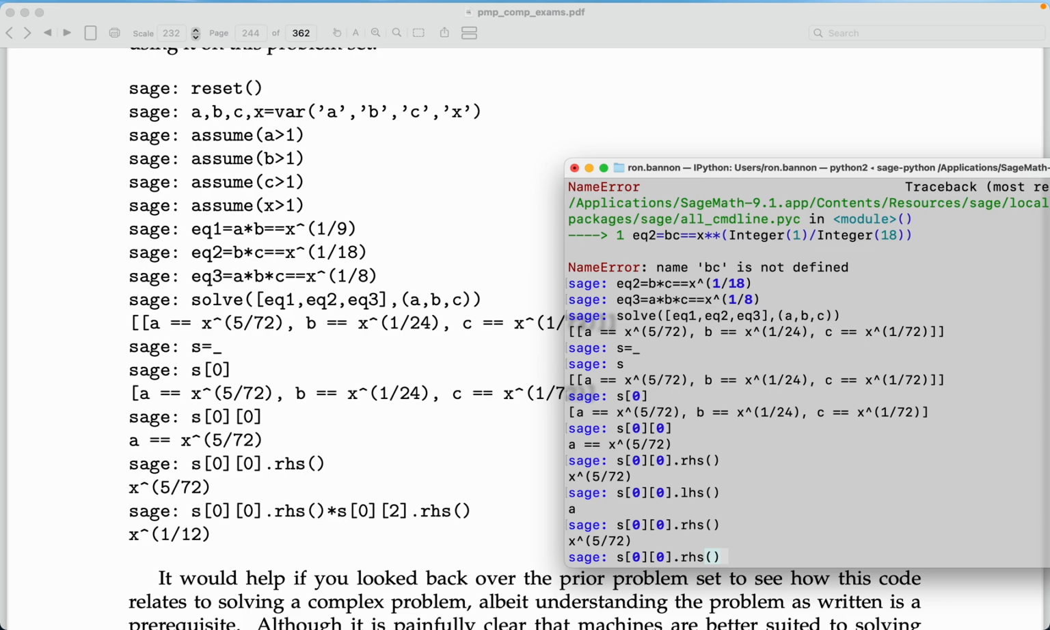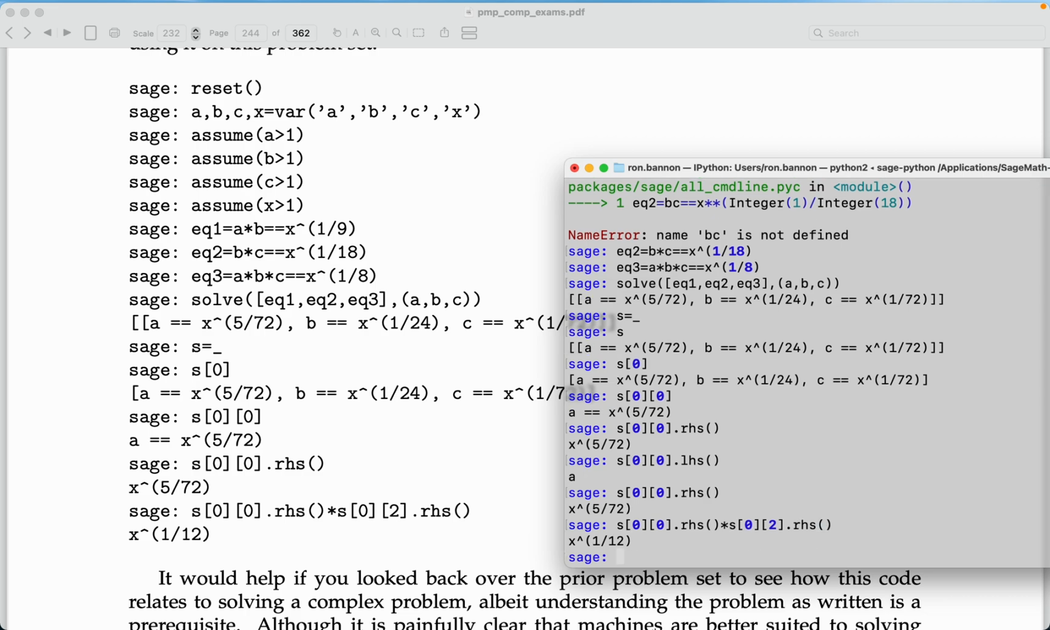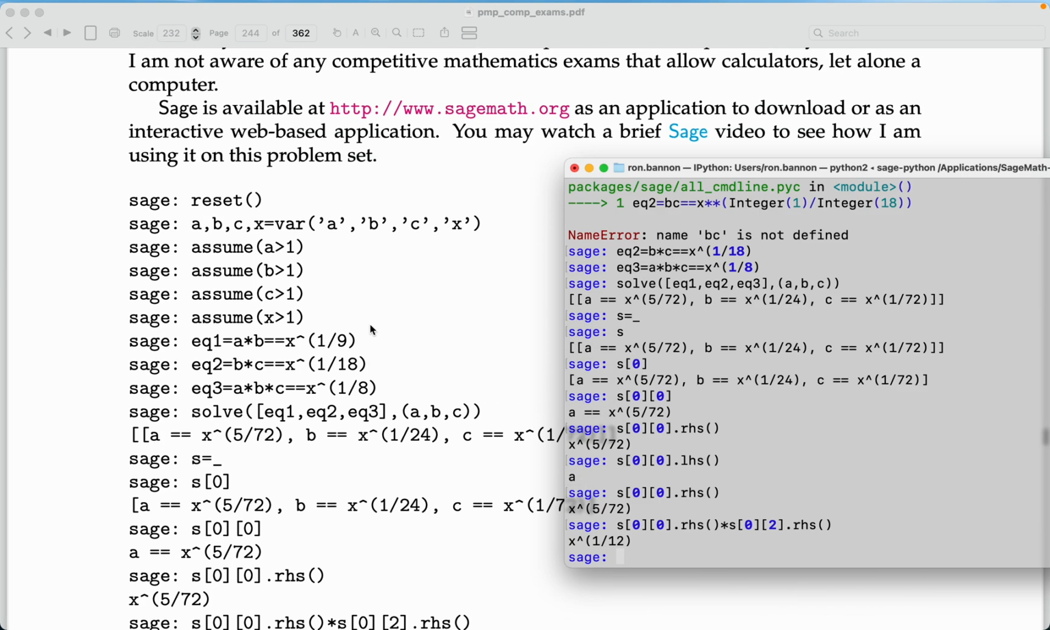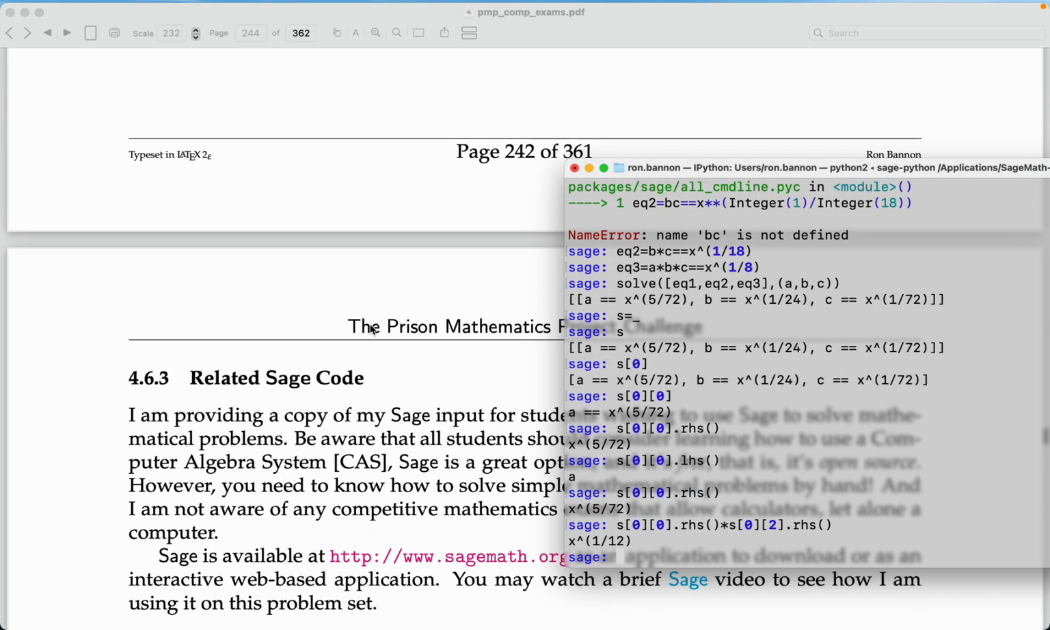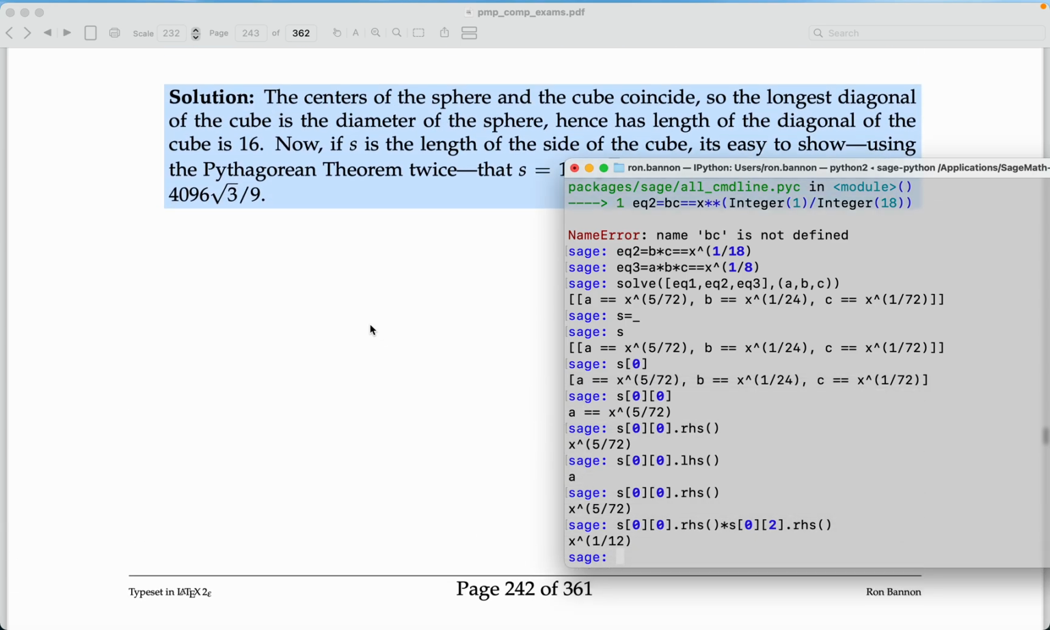And now I'm going to do multiply it by, let me put this down, S, let's see, 0. But now I want the third entry. I want the third entry, left-hand side. I'm sorry, right-hand side. What am I saying? And what do you get? X to the 1/12. Let's go back over the notes, though. And the point of this is that you realize that you're just getting your feet wet, I say, with coding.